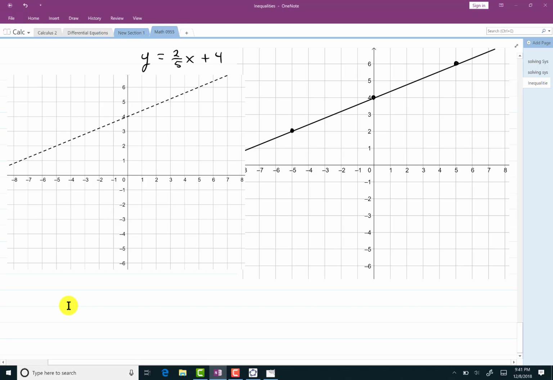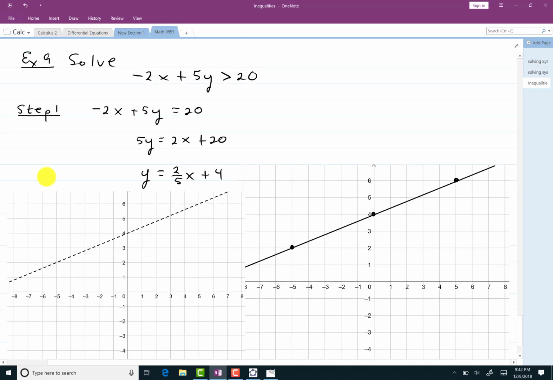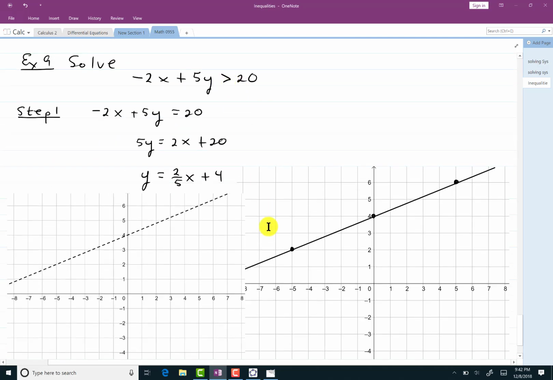Now, as hilariously silly as it sounds, Microsoft's OneNote program does not give me the ability to draw a dashed line. And that's what I want in this case. Let me show you the difference. If this were a greater than or equal to, I would use a solid line, but I'm not. Since it's just a greater than, we want to take away the possibility of any points on the line being a solution. So, we don't want this graph with the solid line, we want this one over here. We still need to shade. Let me do a step 2.